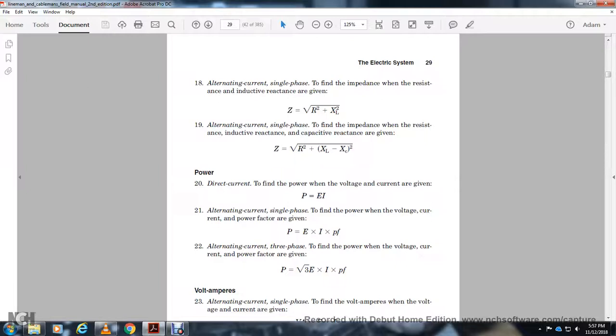Alternating current single phase is defined by the impedance, the resistance, and the inductive and capacitive reactance, where the impedance is equal to the square root of the resistance squared plus the inductive reactance minus the capacitive reactance, squared. Direct current is defined by the power over the voltage, and the power is equal to the voltage times the amps.